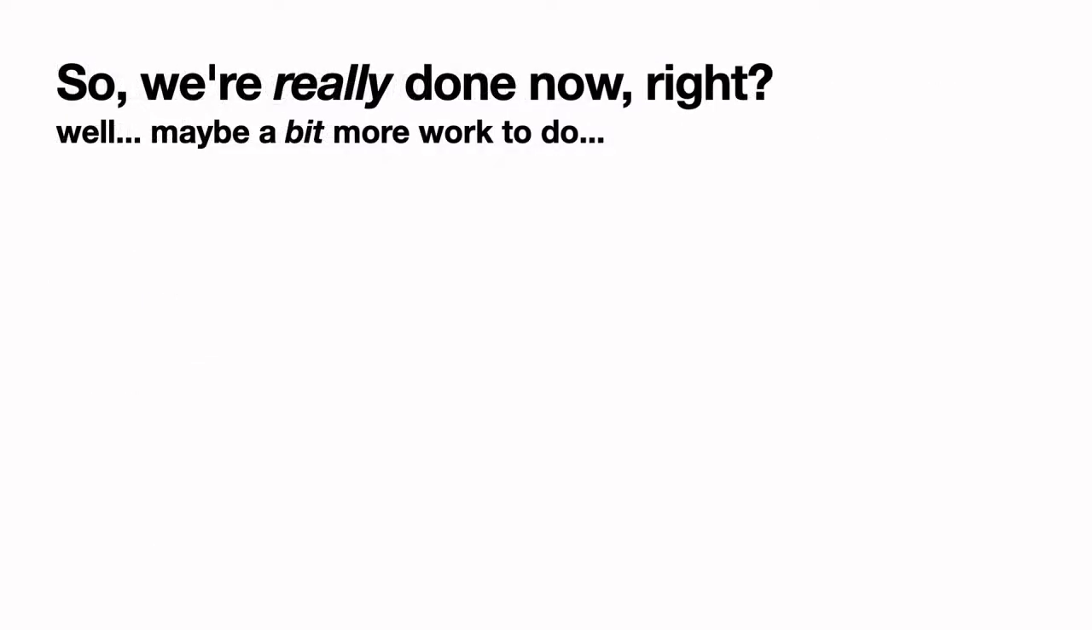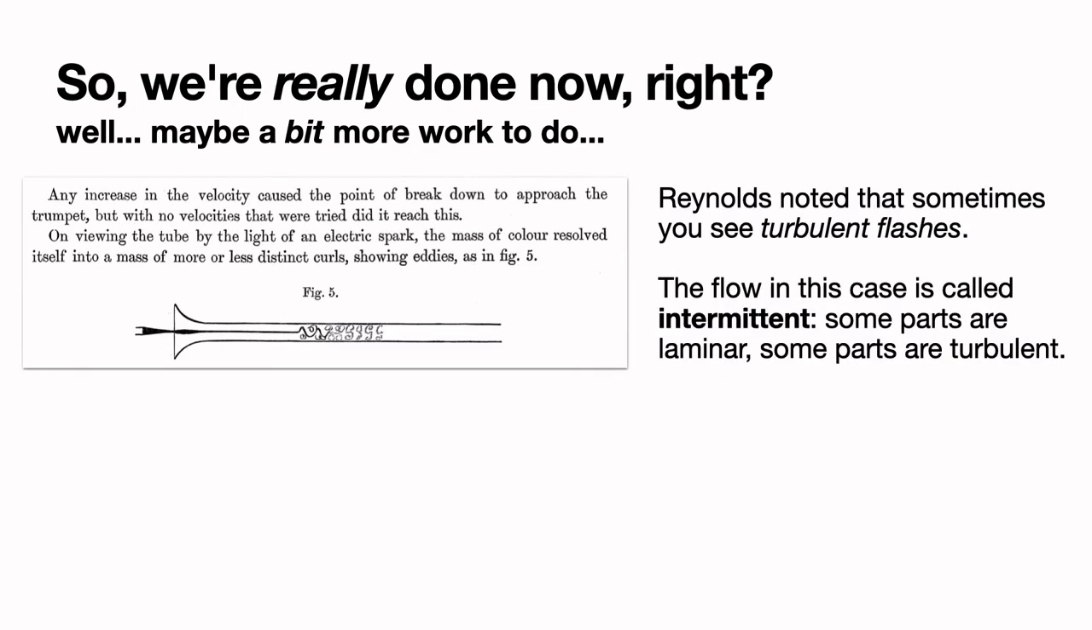Okay, so now we have this magical Reynolds number, we must really be done now, right? Well, actually, there's probably a little bit more work to do. In this case, by a bit, I mean about 135 years worth of work. The thing that's kind of interesting about Reynolds' paper is that he sees that sometimes you get these things that are called turbulent flashes. He actually used the light of an electric spark to visualize these things, and he's drawn one of the things that he saw in that visualization there.